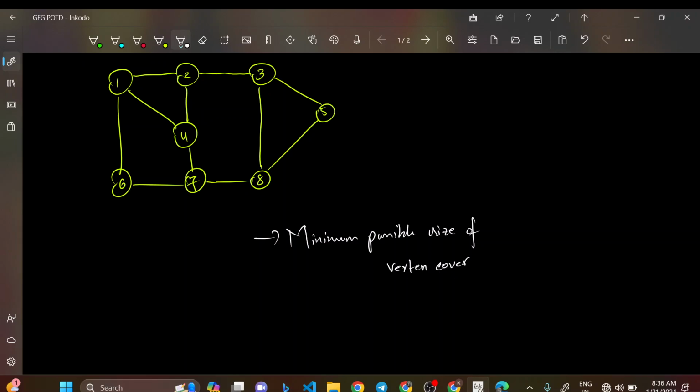Now if you can clearly observe, in the previous case what did we see? We got the vertex cover, I'll just write it as VC, the size of that to be 4.